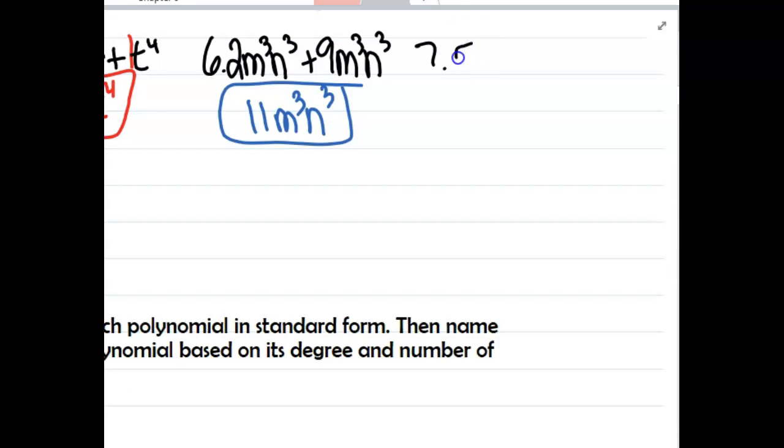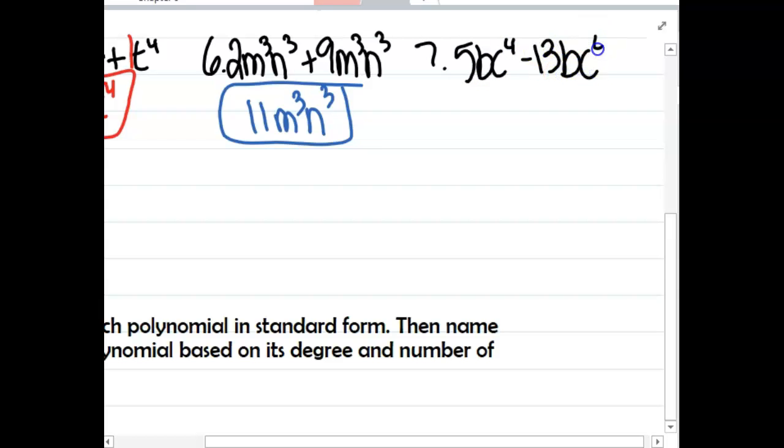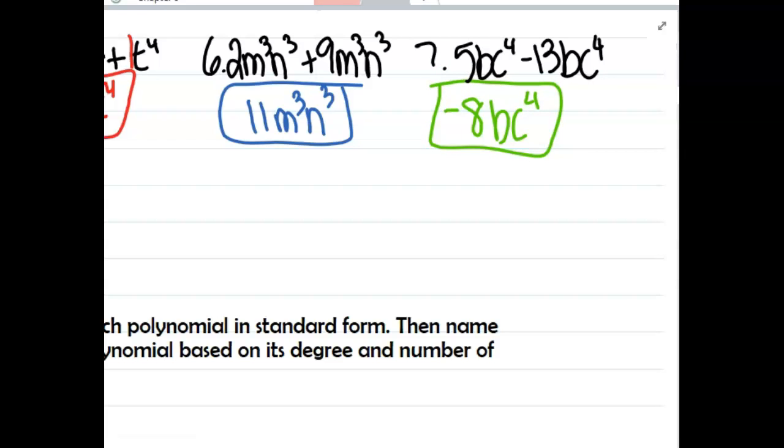Okay, number 7. 5bc to the 4th minus 13bc to the 4th. So really the first thing you should do is decide if you can combine these together. Are these like terms? Yeah, because they're both bc to the 4th, right? So think about what we did over here. We did 2 plus 9. Over there we did 3 plus 1. You're going to do the same thing here. You're going to take 5 minus 13, which gives you negative 8. And the variable part stays the same. Negative 8, bc to the 4th. Any questions on those ones?